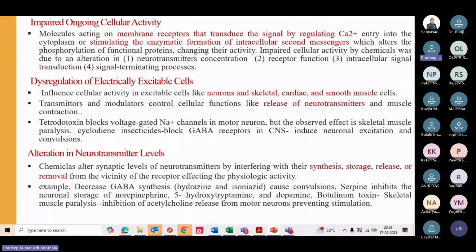And that leads to toxicity. The main example for this is the decrease in GABA synthesis caused by hydrazine and isoniazid drugs, which causes convulsions. And reserpine also inhibits the neuronal storage of norepinephrine, 5-hydroxytryptamine, and dopamine, which leads to toxicity. And botulinum toxin, which has the capacity to cause skeletal muscle paralysis, inhibits acetylcholine release from motor neurons, preventing the stimulation. That has adverse effects by inhibiting acetylcholinesterase.